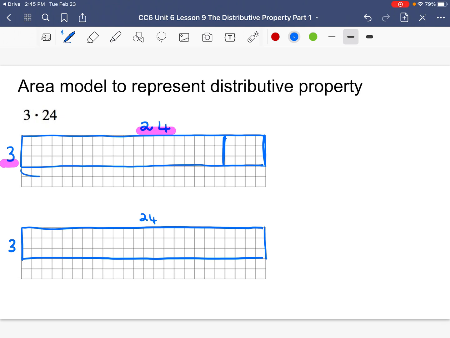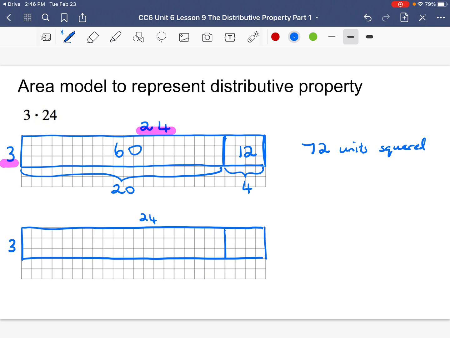So here, this length is 20 units long, and this length is 4 units long. And now we've created some easier calculations for ourselves. 3 times 20 is 60. 3 times 4 is 12. 60 plus 12 is 72 units squared. And we could make it even simpler.